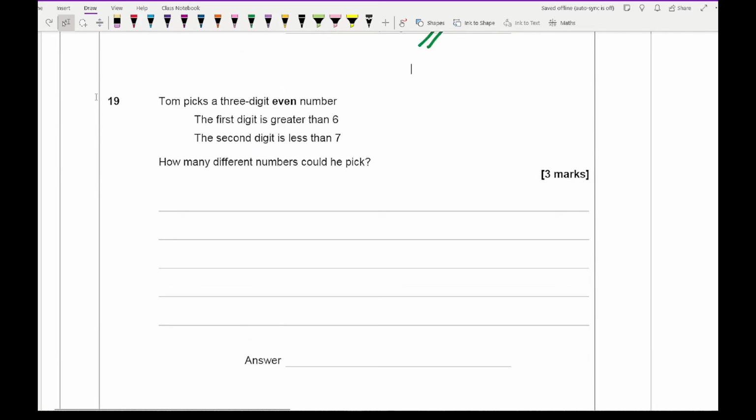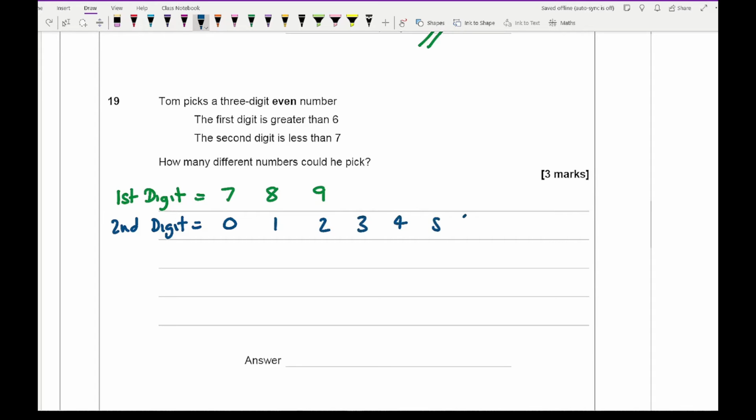Moving on to question 19, it says Tom picks a 3-digit even number. The first digit is greater than 6. The second digit is less than 7. How many different numbers could he pick? Well, for the first digit, the options are either going to be 7, 8 or 9. For the second digit, it's going to be less than 7, so it could be 0, 1, 2, 3, 4, 5, 6.